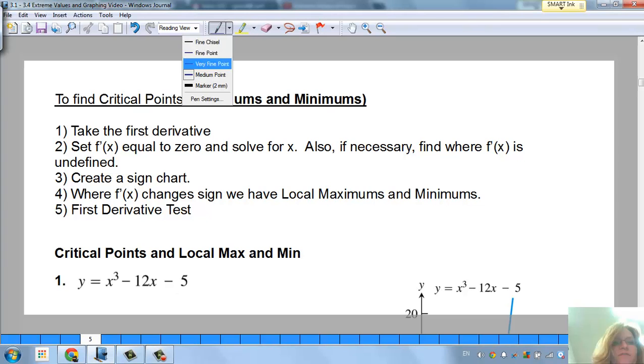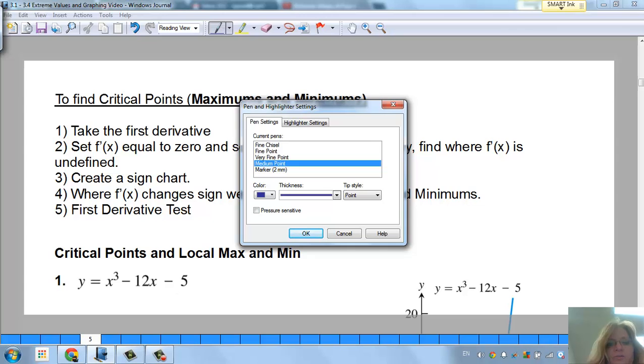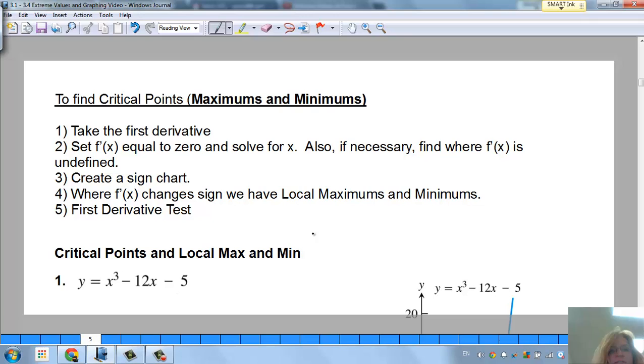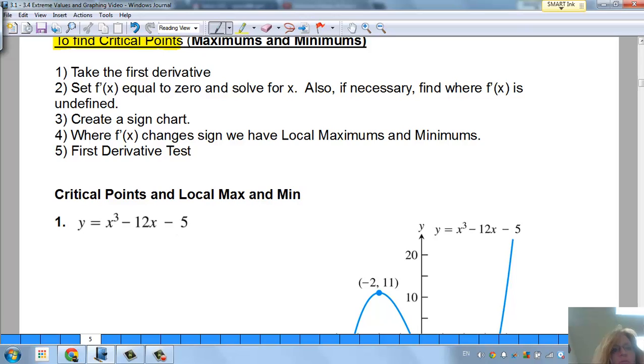Okay, welcome back to the video. We're going to be doing some actual practice problems with local maxes and mins, and finding critical points that we've talked about before. So this whole video is practicing finding critical points and maximums and minimums.